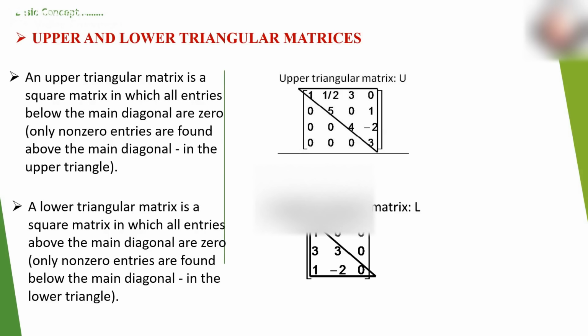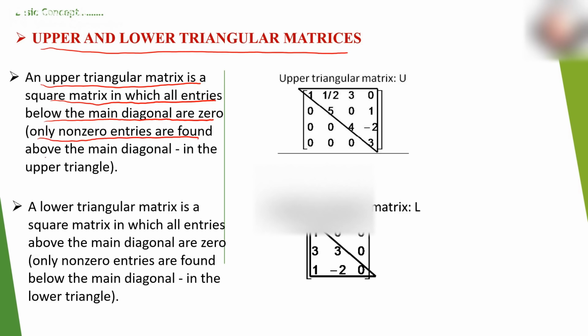So come the upper and lower triangular matrices. What is an upper triangular matrix? An upper triangular matrix is a square matrix in which all entries below the main diagonal are 0, or we can also say only non-zero entries are found above the main diagonal, or the principal diagonal. It's called an upper triangular matrix. So this is an upper triangular matrix, meaning below the principal diagonal, all the entries are 0.